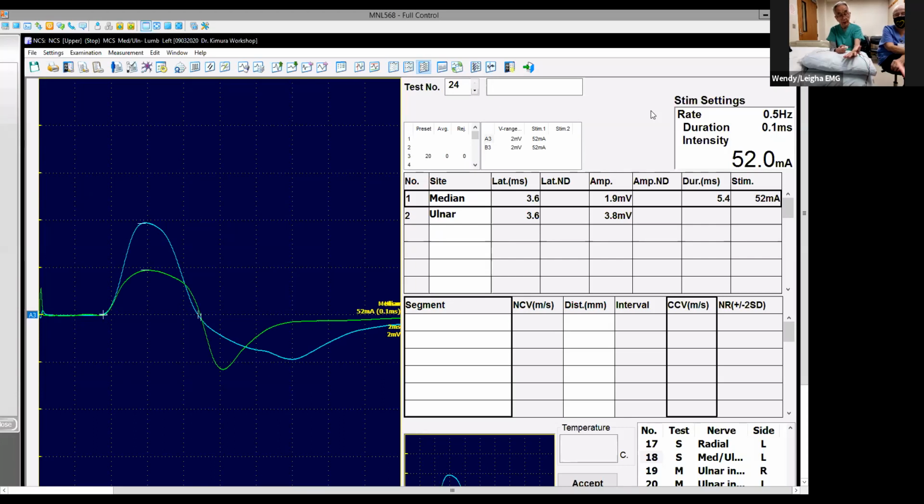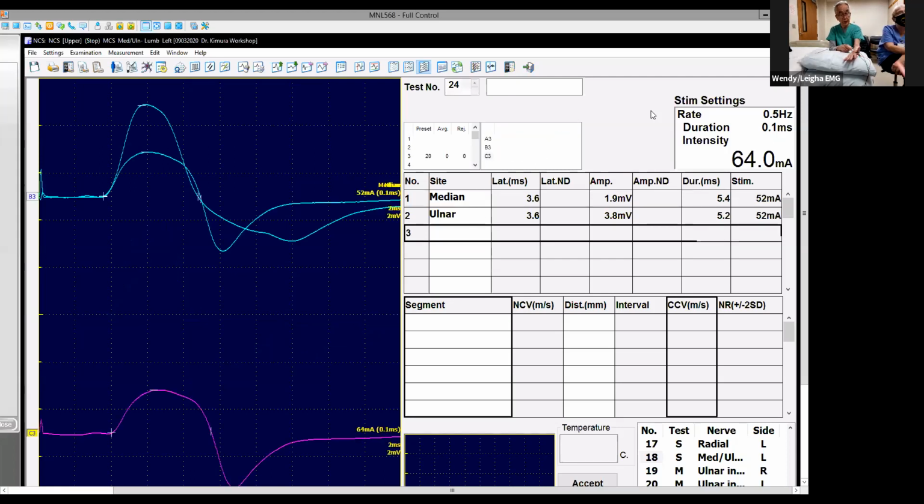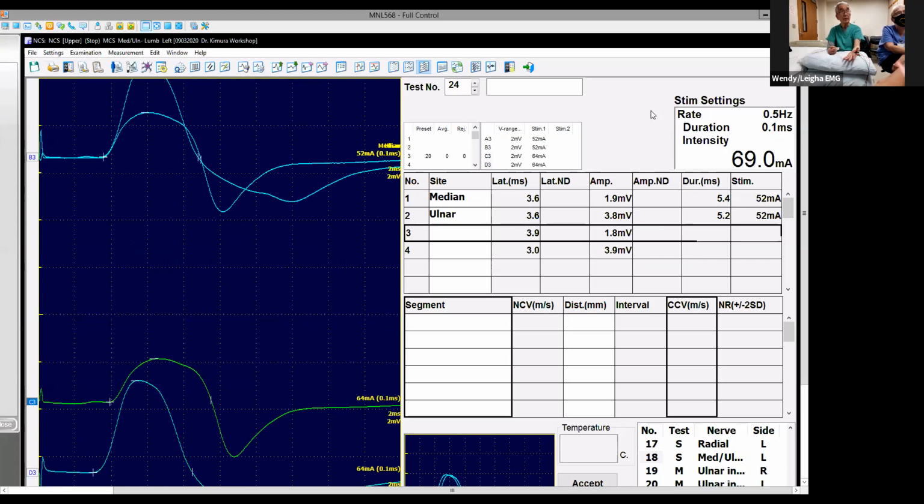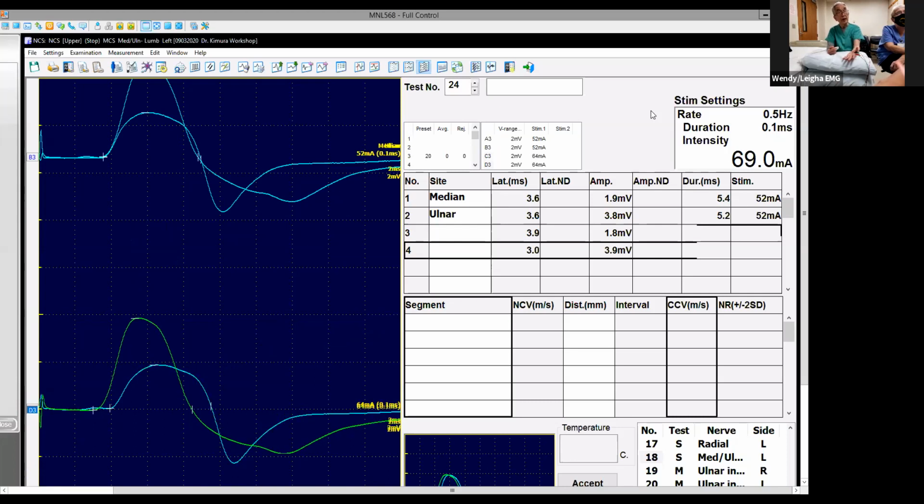Let me now show you carpal tunnel. How can I do that? This is the median nerve, and this is the ulnar nerve. And if you superimpose, you notice the latency difference between the two. And here, the latency difference should exceed 0.5 milliseconds.